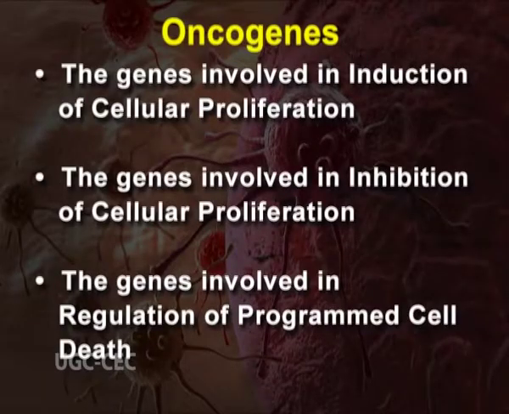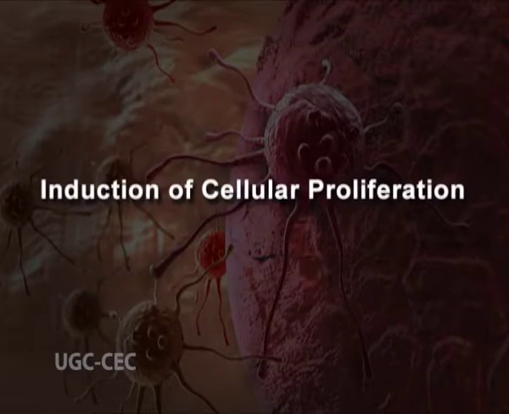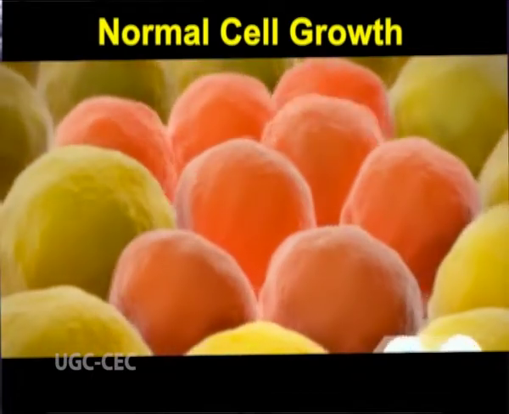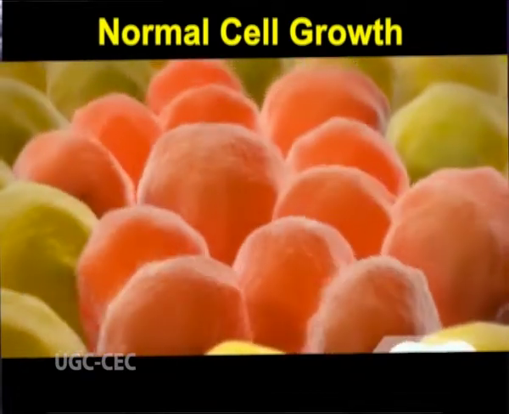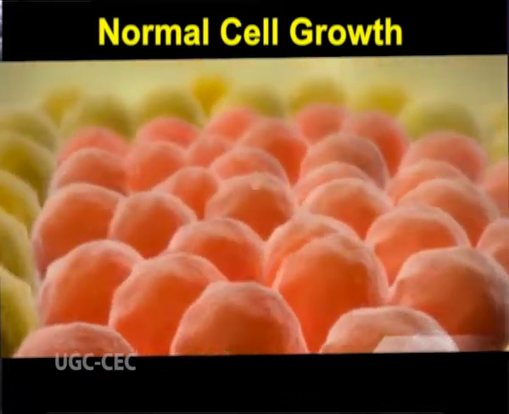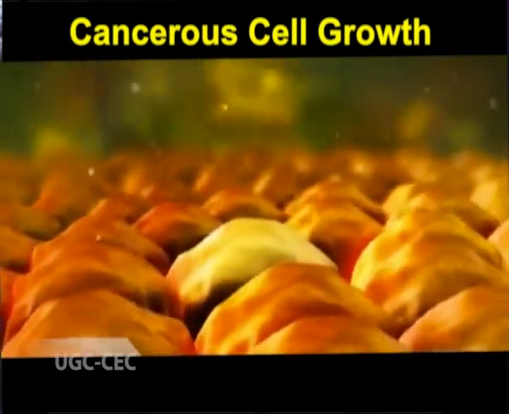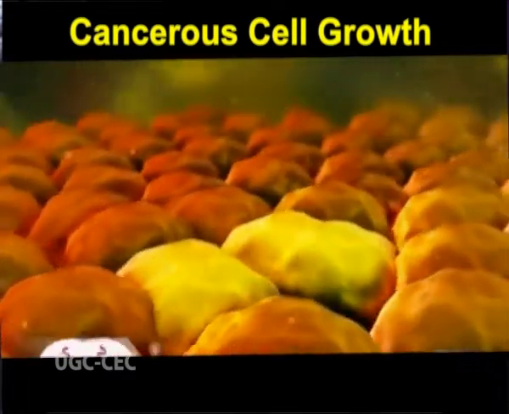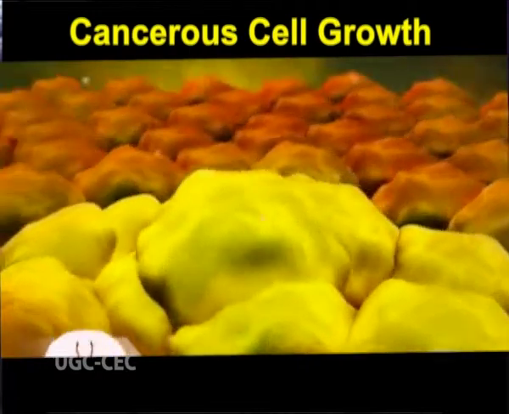They can be grouped into three categories: the genes involved in induction of cellular proliferation, the genes involved in inhibition of cellular proliferation, and the genes involved in regulation of programmed cell death. Induction of cellular proliferation. The genes involved in proliferation of cells are highly regulated. The regulation mechanism checks and allows the proliferation of cells only when needed. Loss of this regulation may cause increased cellular growth.